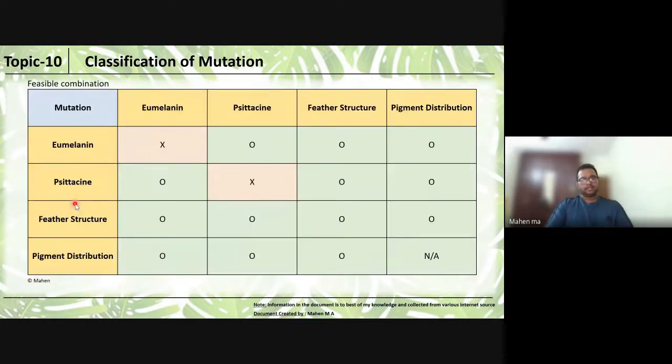Okay. So I have just made a matrix on what combinations can be done and what combinations should not be done. So once I share this document with you, you can keep this as a reference. So as I told you, eumelanin mutations cannot be combined with each other. And citizen mutations cannot be combined with each other. So whichever other combinations there are are always welcome. You can always combine these mutations and get really good birds.